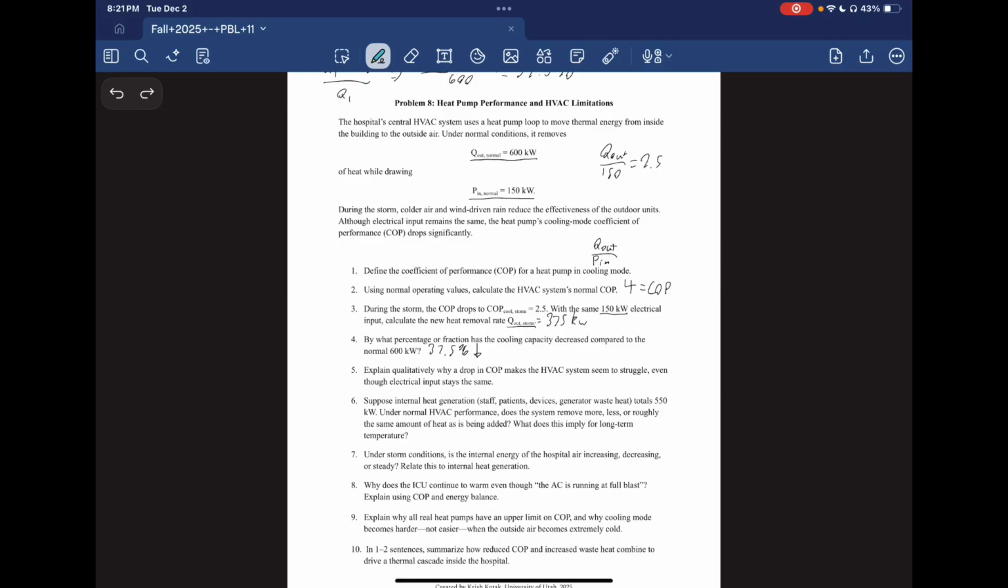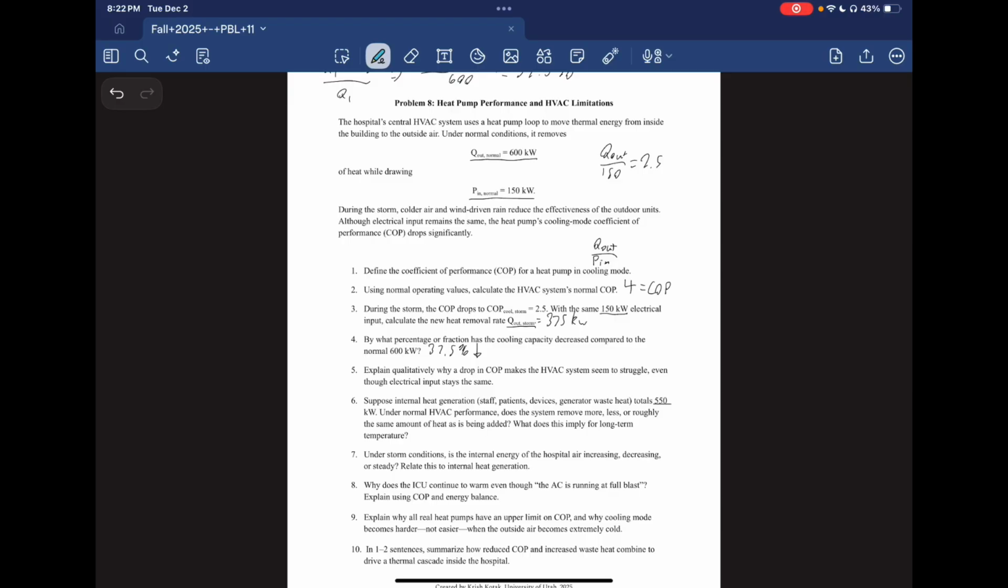Question 6 now. Internal heat generation totals 550 kilowatts. Under normal HVAC performance, does the system remove enough energy? What does this imply for long-term temperature? Well, normally it removes 600 here, and it only produces 550 in this case. So it removes more energy than is necessary. So really the heat is going to decrease. They're going to have to turn on the heat here.